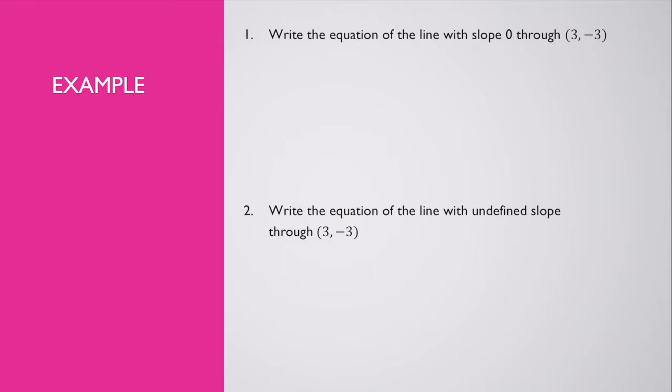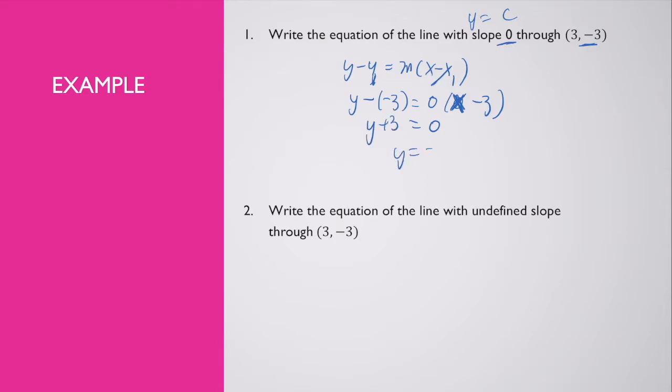Let's write the equation of a line with slope 0 through 3, -3. Slope is 0, that means it's a horizontal line. It's going to look like y equals some constant. We can still use point-slope form for this, and let me show you why. I have y minus -3 equals 0 times x minus 3. So I get 0, y plus 3, so y equals -3, which is just my y value.